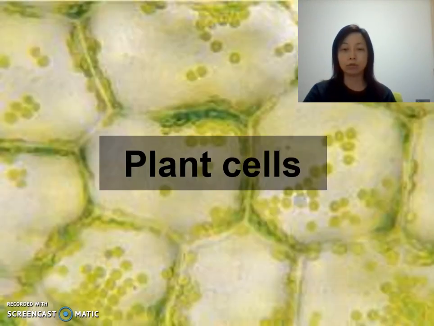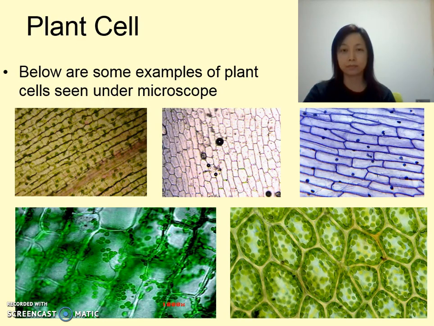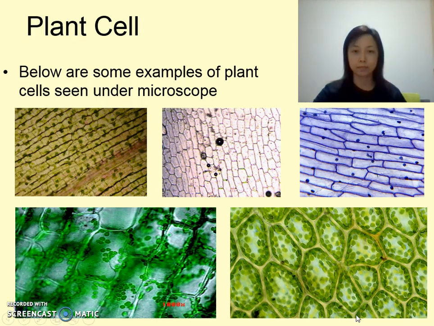Next, let's move on to the plant cells. These are some examples of plant cells seen under the microscope. Again, you will see that they are blue and some are purplish. But remember, these are just the color dye. Do you see any similarities between them? Have you noticed the green color parts? Could you make a guess what they are?